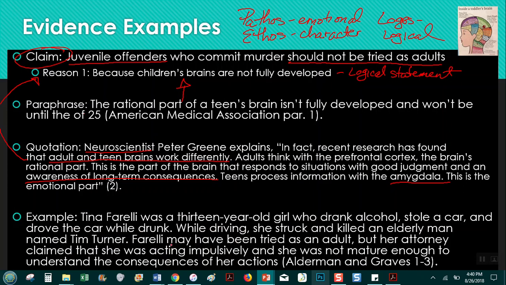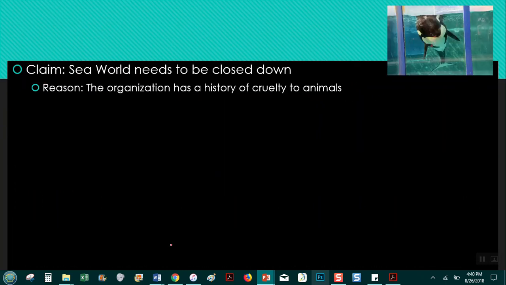So it's a great piece of evidence, but if I don't explain it, my reader's not going to be persuaded because maybe they interpret it differently. Maybe they say, well, Tina Farelli shouldn't have been drinking as a 13-year-old. Who gave her a car? How'd she even get the car keys? If I can show instead how she was acting impulsively because of her brain not being developed, then I can try to convince my audience that she should not have been tried as an adult.